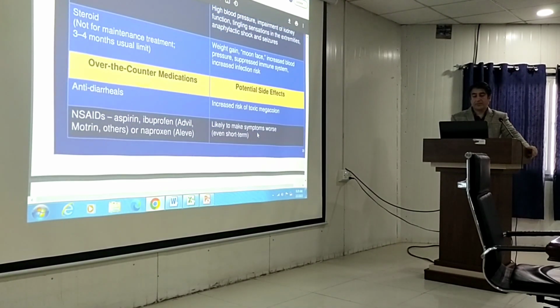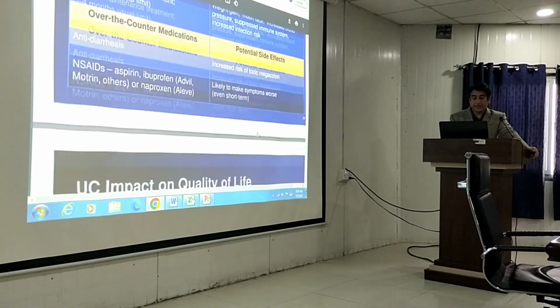Antidiarrheals increase the risk of toxic megacolon. Antidiarrheals are not very much recommended, but in some cases, if the episodes are more than 5 to 10, we usually recommend them. NSAIDs and aspirin are drugs likely to make symptoms worse even in the short term. So these are the drugs that we usually avoid in ulcerative colitis.